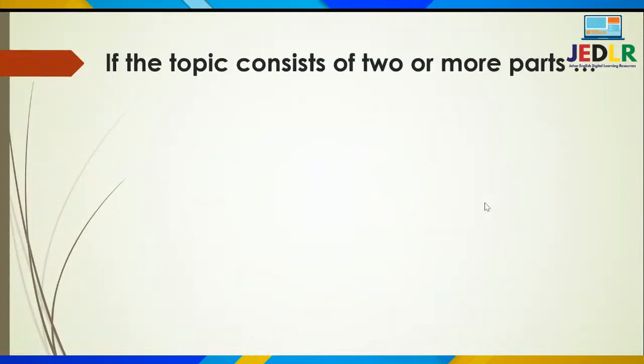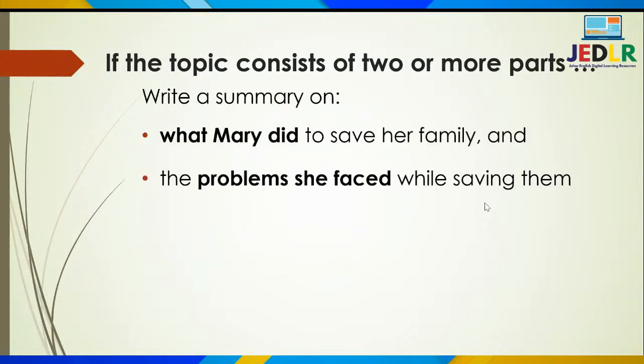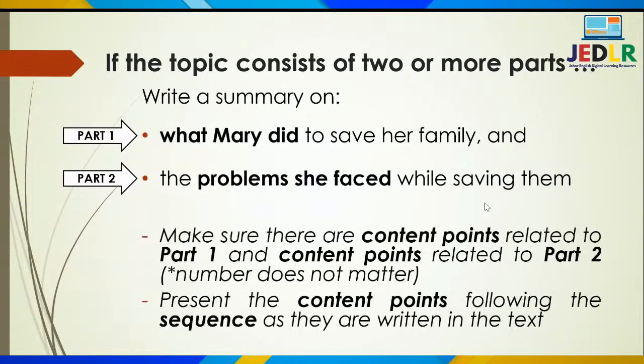What if, I'm very sure a lot of you will ask me this question, if the topic consists of two or more parts, macam mana cikgu kalau topik itu ada banyak bahagian? For example, like this. Write a summary on what Mary did to save her family and the problems she faced while saving them. So as you can see here, there are two parts. Part one, what Mary did. Part two, the problems she faced. So how should you handle this type of question? Very well. So this is what you should do. You have to make sure there are content points related to part one and also content points related to part two.